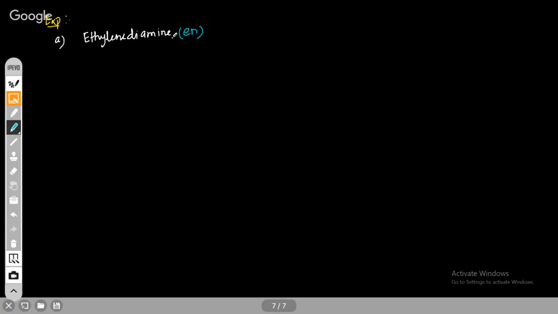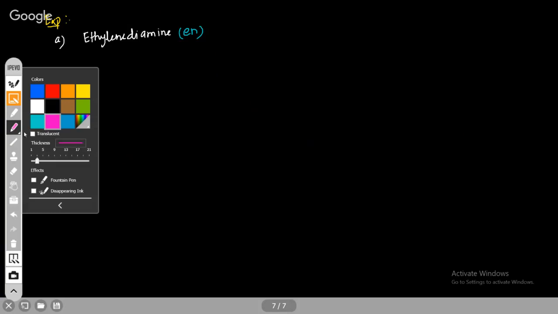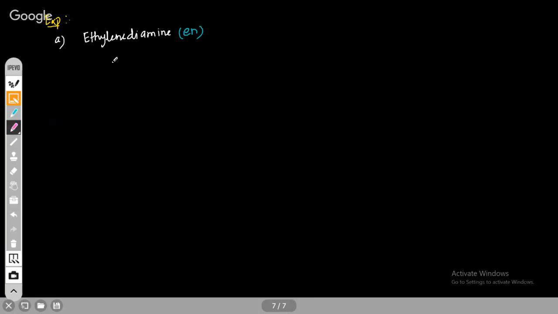So this symbol also you have to memorize. The structure you can understand easily. Structure will be this ethylene diamine. So CH2, ethylene diamine we have, so two NH2 groups are attached here.